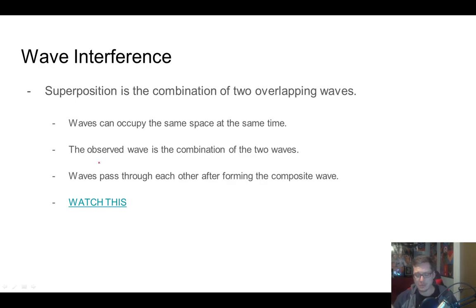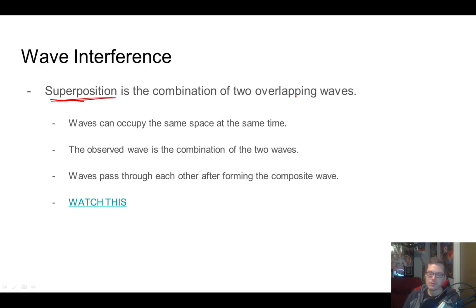A lot of what we talked about should have been reviewed from chemistry and from physical science, right? But now we're going to get into some new ideas that you probably haven't thought about before, and that's the idea of how waves interact with one another in nature. Okay, and this happens all the time, so much so that it has its own special name. It's called superposition. Superposition is the combination of two overlapping waves.